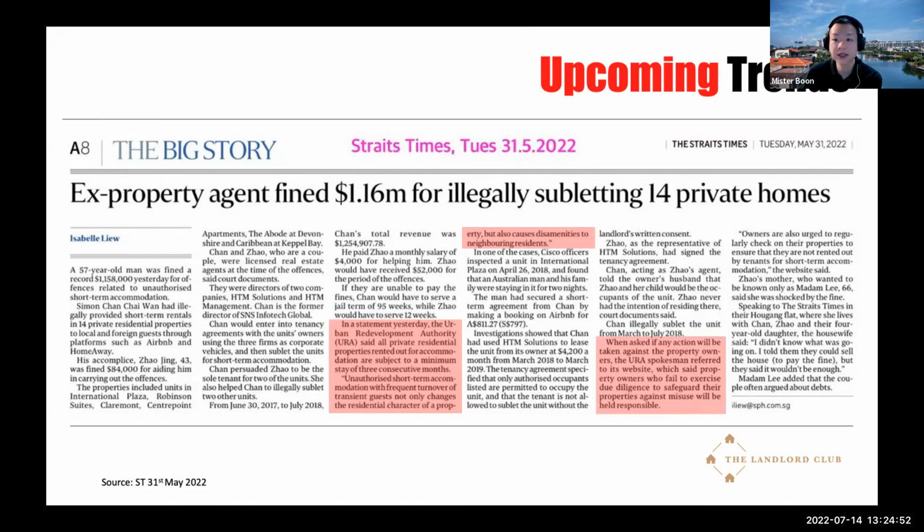So bear in mind, if you rent out, you also need to sometimes do some checks on the unit itself. If you suspect something is not going right in your unit, please highlight. If not, at the end of the day, there might be a chance that you are held responsible also. Okay.